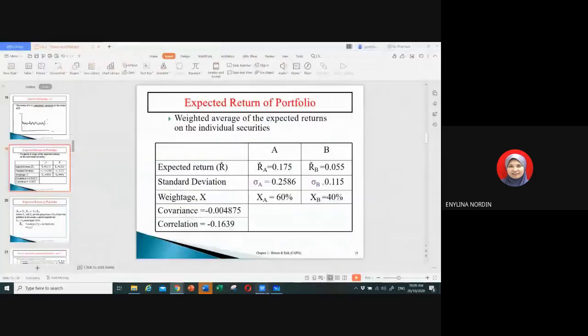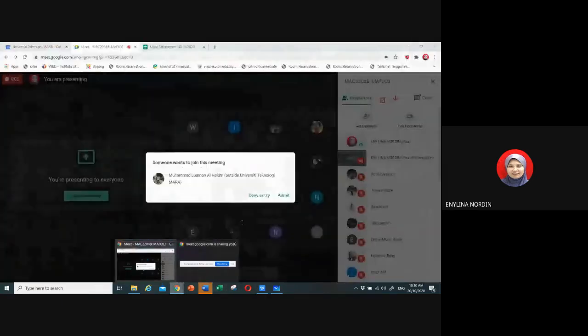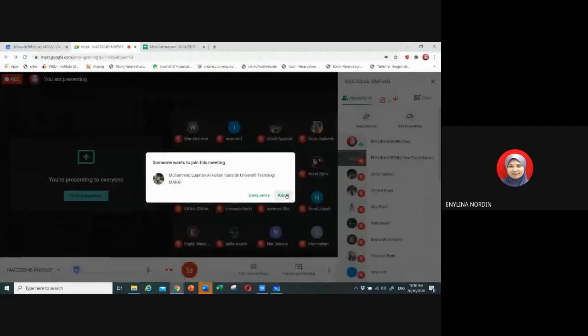Okay, right. So previously, what we did was on the individual stocks' returns. Now we want to continue with the expected returns of the portfolio. In order to determine the expected returns of the portfolio, we need to determine first how many percent of the fund or money is to be invested in each stock. So in our case here, it's already stated that the weightage of the investment in stock A is 60%, in stock B is 40%.